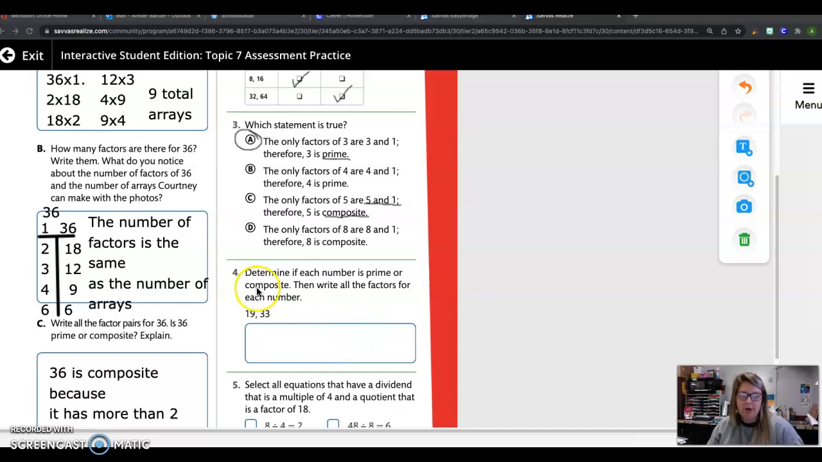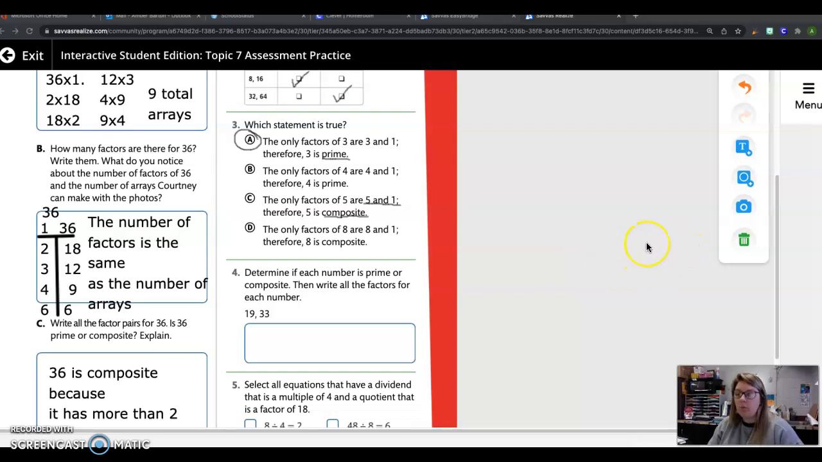Welcome back to part 2 of the topic 7 assessment practice. So we are on number 4. And number 4 says, determine if each number is prime or composite. Then write all the factors for each number.